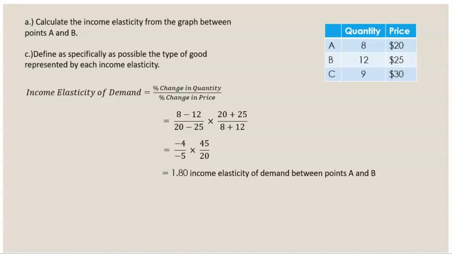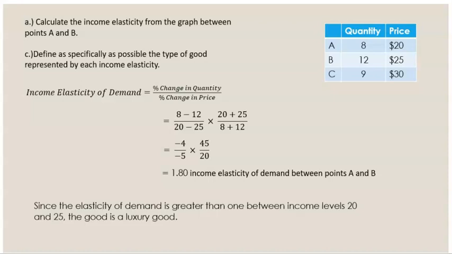So what type of good is that? Since that number you get, 1.80, is greater than 1, between those price levels of 20 and 25, we would consider this to be a luxury good because that number is greater than 1.